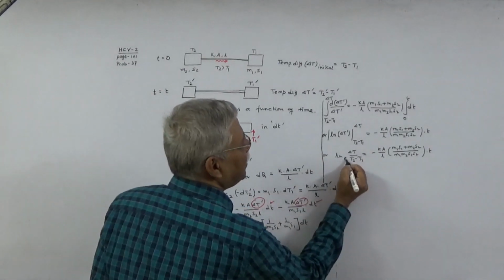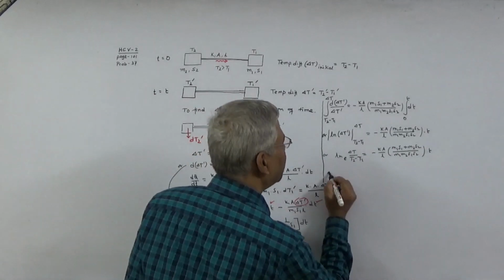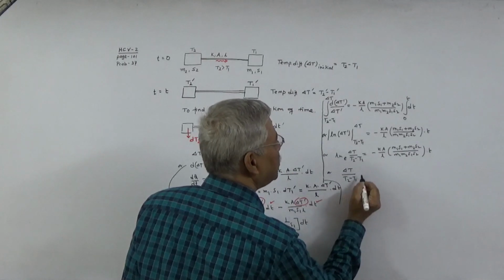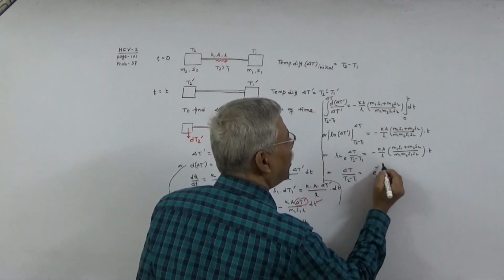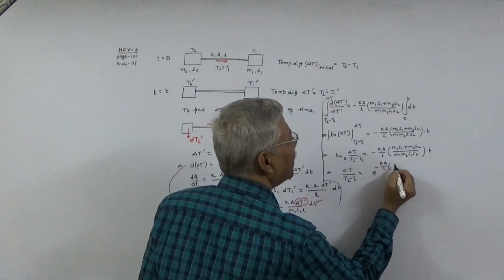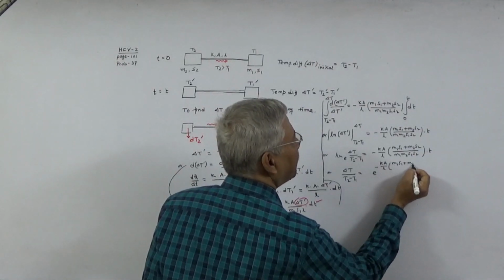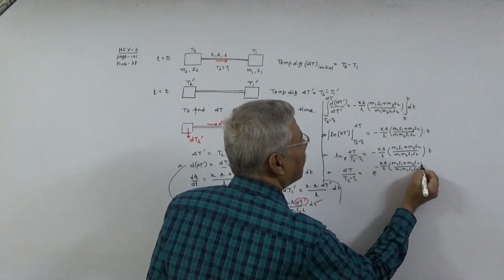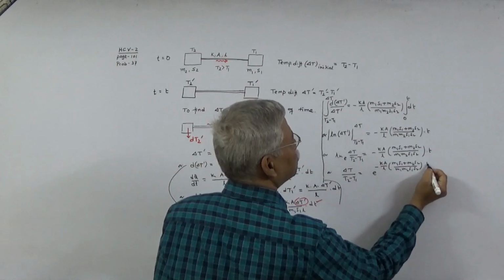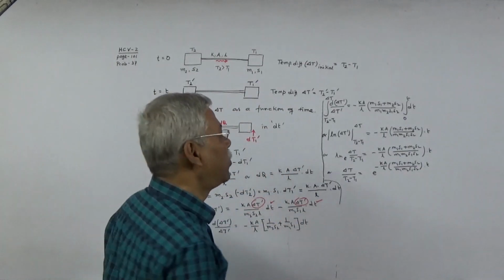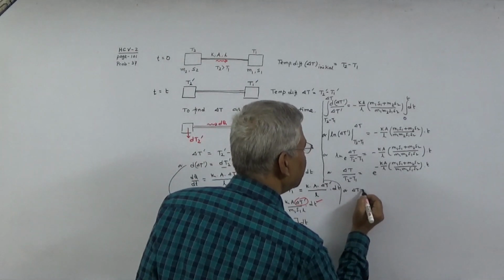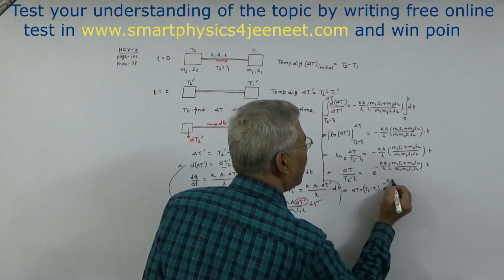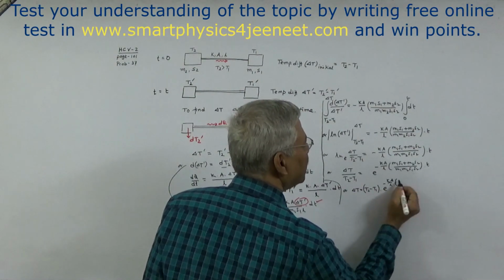Exponential, we have e in the base, so delta T by (T2 minus T1) equals e to the power minus K by L into t, or delta T equals (T2 minus T1) e to the power minus K by L to the whole thing.